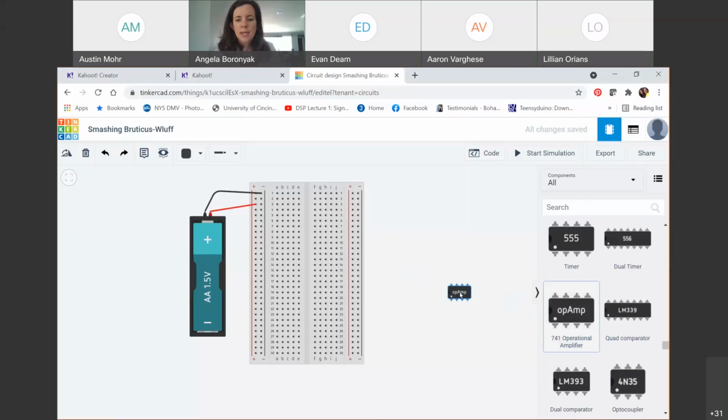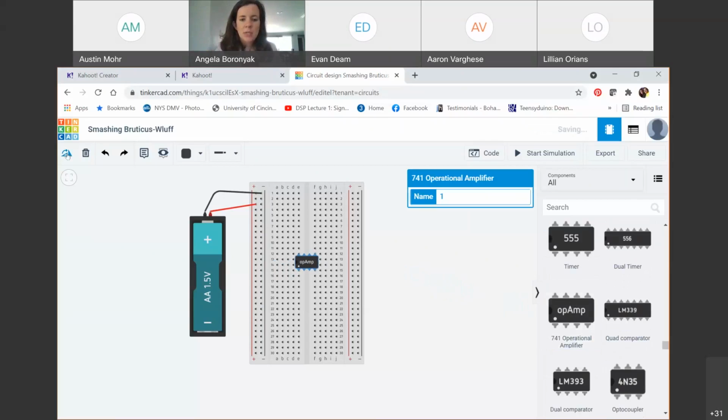Now, when I place him, see he has like 8 little legs or 8 little pins. I don't want to place him so that some of the legs are in the same row, because that would make those legs all have the same voltage. And I don't want them to. I want to be able to have different voltages. So I'm going to place him, but then I'm going to rotate him, in my case, because I've rotated my breadboard to be vertical so I can read A, B, C, D, E. I'm going to keep rotating him.